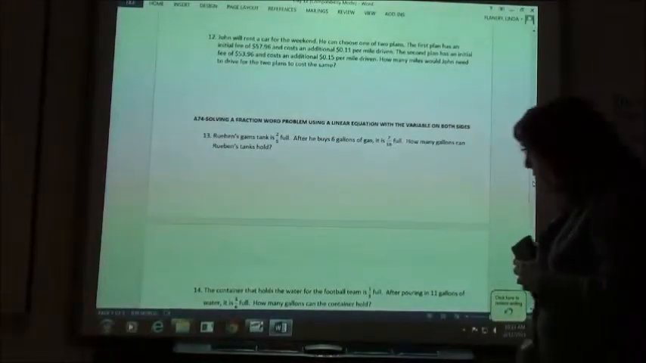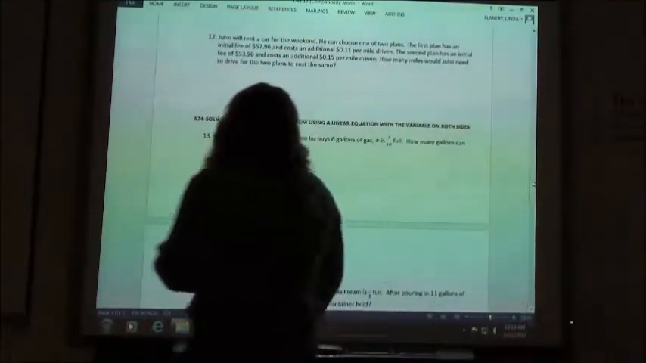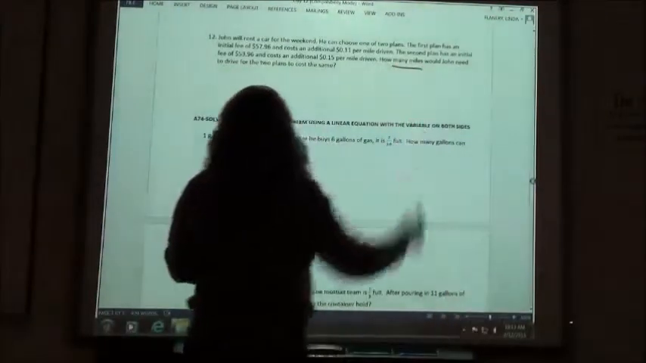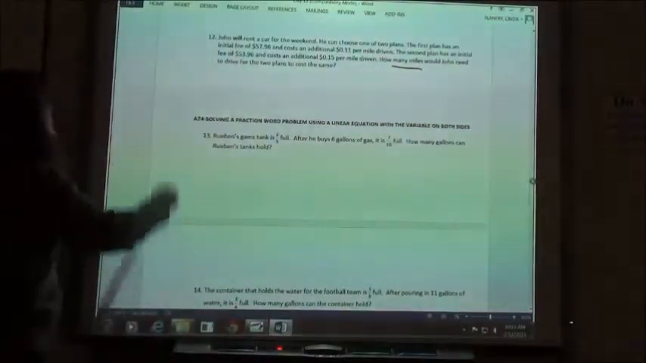Number 12, John will rent a car for the weekend. He can choose one of two plans. The first plan has an initial fee of $57.96 and costs an additional 11 cents per mile driven. The second plan has an initial fee of $53.96 and costs an additional 15 cents per mile driven. How many miles would John need to drive for the two plans to cost the same?